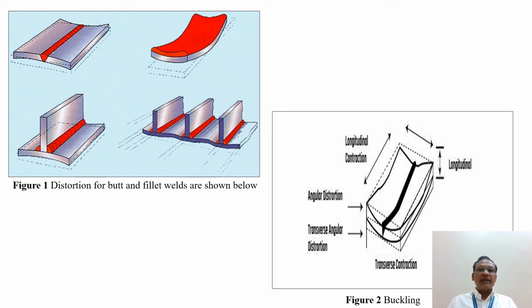These are some examples I have shown here. This is a simple example of distortion. The second figure is buckling of the plate due to the external load. Here I have shown angular distortion and longitudinal distortion. These are simple examples of distortions.